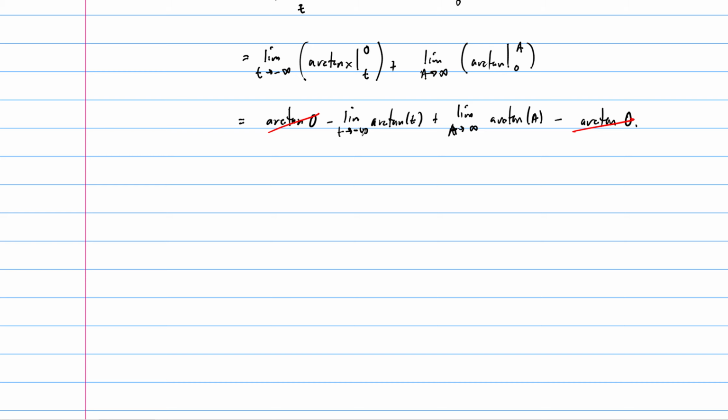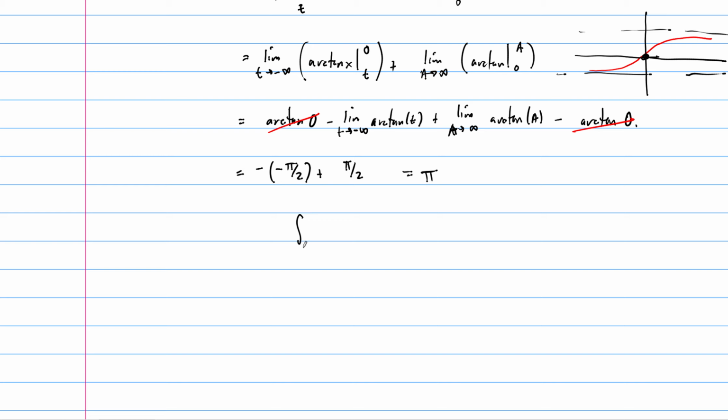And as t approaches minus infinity, remember arctan's graph looks like this. It's bounded between asymptotes. That's a horrible job with the axes. It's supposed to be like that, and then that's negative pi over 2 and pi over 2. So this becomes minus negative pi over 2 plus pi over 2, and that's just pi. And so from this we learn that the integral from minus infinity to infinity of 1 over 1 plus x squared dx is equal to pi.